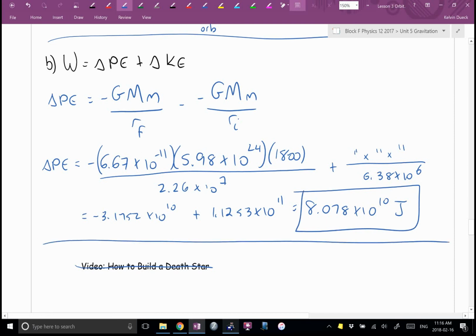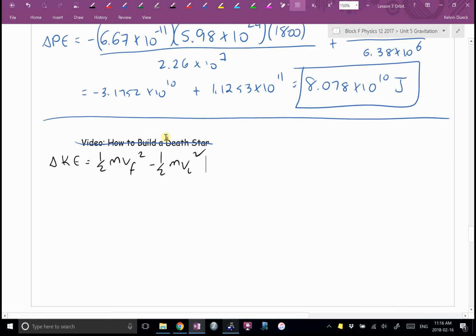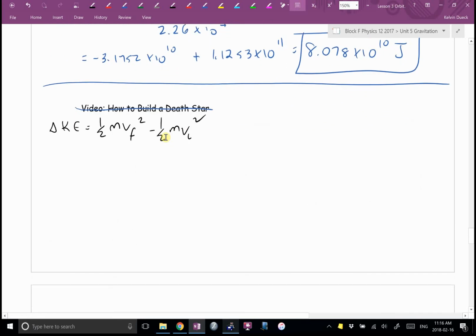That's the change in potential. What else do we need to find? The change in kinetic energy. It's going to be a half m v final squared minus a half m v initial squared. But what did we say yesterday? What's our initial kinetic energy going to be? Unless the question specifically says different and gives us an initial speed, what are we going to assume our initial speed is? 0.